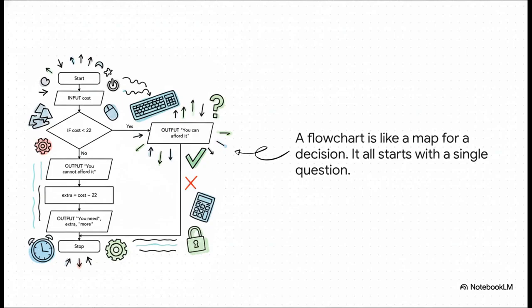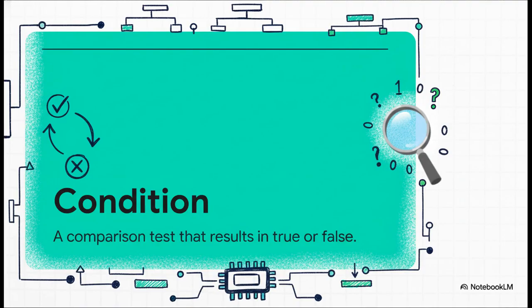A flowchart, just like this one, is the perfect way to visualize it. It's literally a map for a decision. Our program gets some information, in this case a cost, and it follows the arrow until it hits that diamond shape. That diamond, that's our crossroads. And the question inside that diamond, that's what we call the condition. It's a test that can only have two possible answers, true or false, yes or no. There's no maybe. Here, the computer is just asking one simple thing. Is the number I have for cost less than 22?